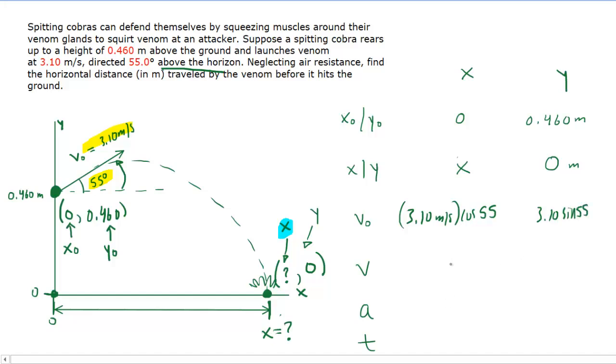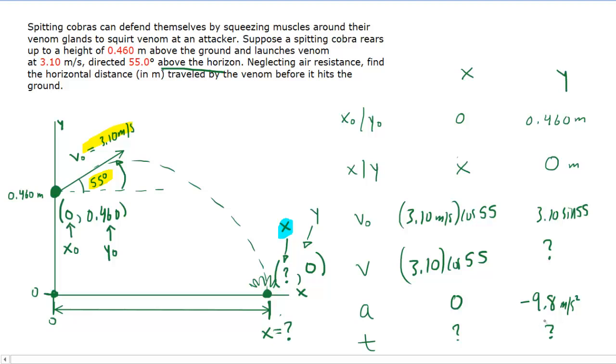The final velocity in the X direction turns out to be the same as the initial velocity. So this too will be 3.10 cos of 55. The reason for that, of course, is that the acceleration in the X direction is 0. We do not know the final Y velocity. We do know the acceleration in the Y direction. It's negative 9.8 meters per second squared. And also the time is unknown in both X and Y directions. So it turns out that what we're going to need to do is find that time value.